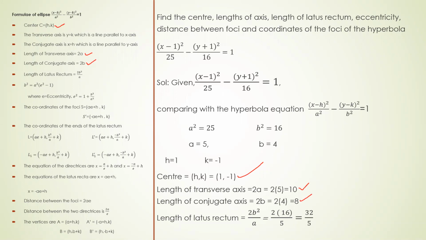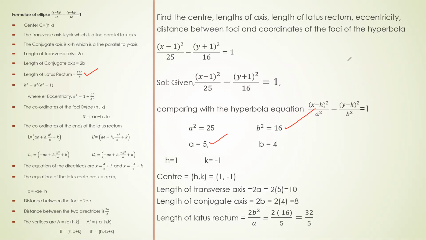Now they have asked you to calculate the length of the latus rectum. The length of the latus rectum is given by 2b squared divided by a. Directly we'll substitute the b squared value and the a value. The b squared value is 16, whereas the a value is 5. So 2 into 16 is 32, divided by 5. We cannot cancel directly, so we will keep it as it is.